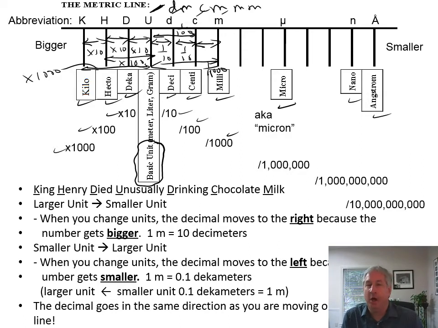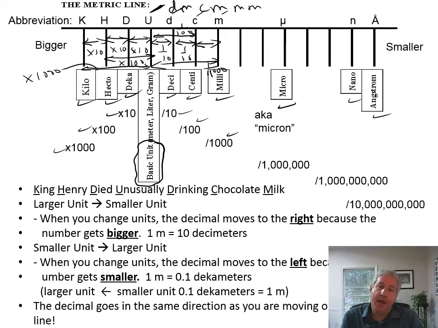To get from a meter to a millimeter, you multiply by 1,000, and to go from millimeter to meter, you divide by 1,000. If you want to go from kilogram to gram, you multiply by 1,000. If you want to know how many kilograms are in a gram, you divide by 1,000.